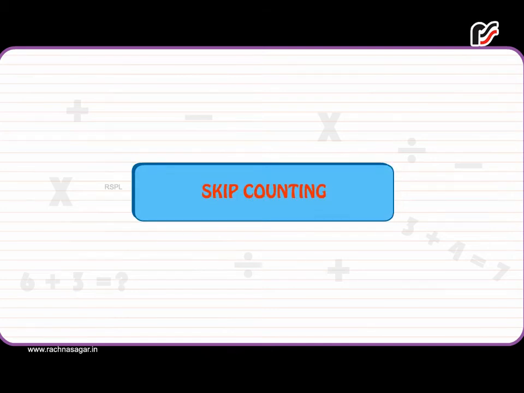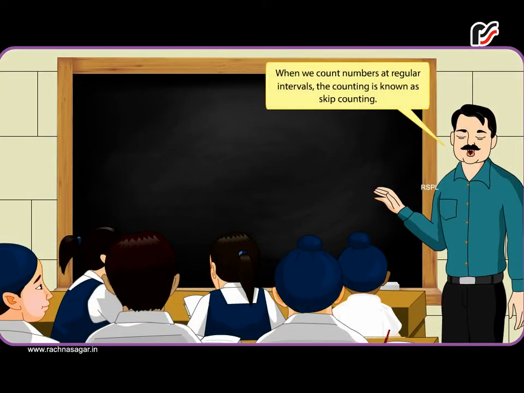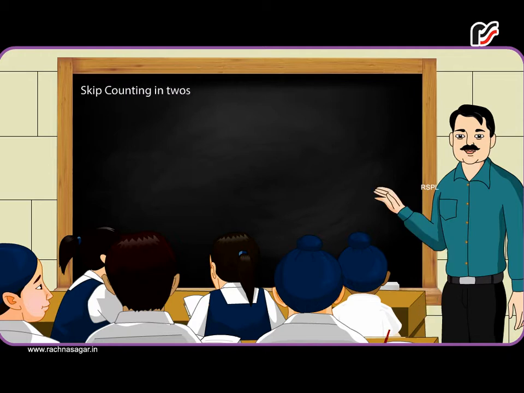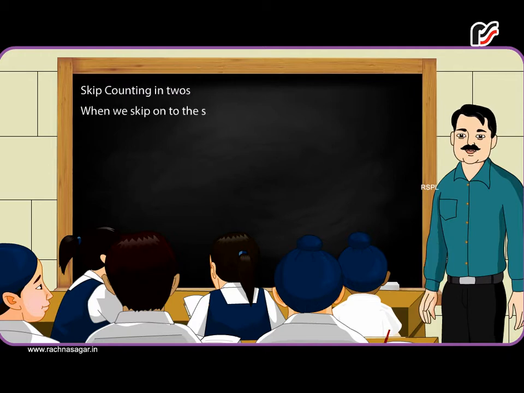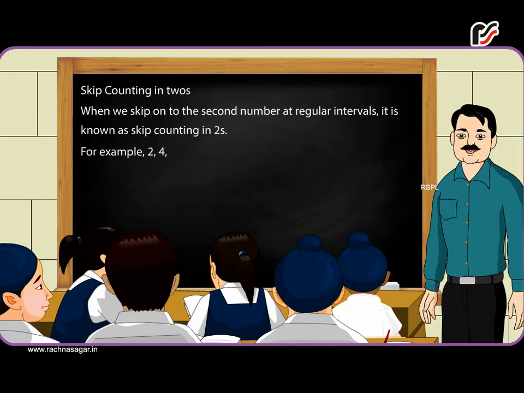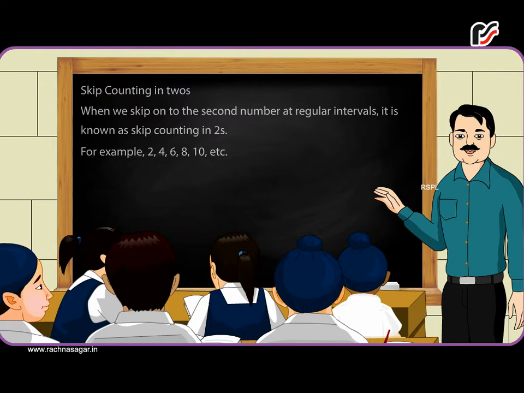Skip counting. When we count numbers at regular intervals, the counting is known as skip counting. Skip counting in twos. When we skip on the second number at regular intervals, it is known as skip counting in twos. For example, 2, 4, 6, 8, 10, etc.